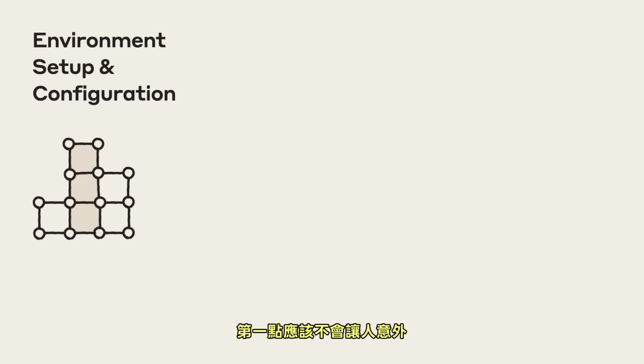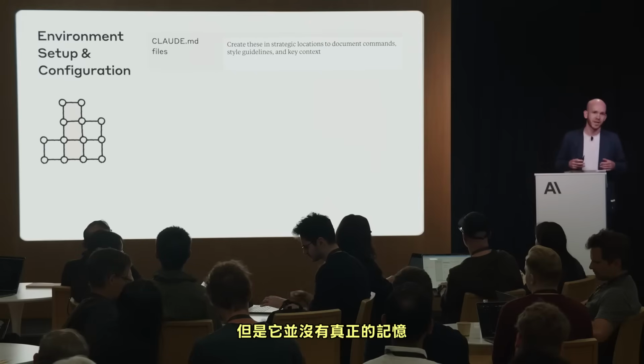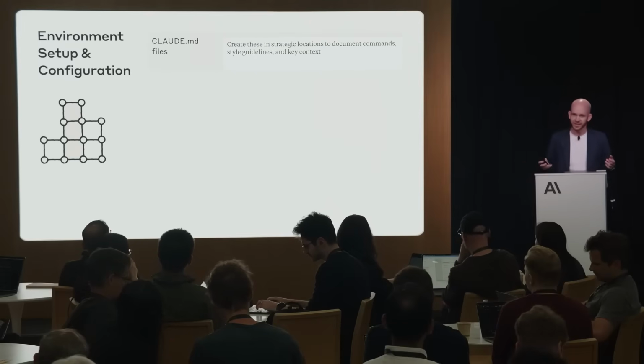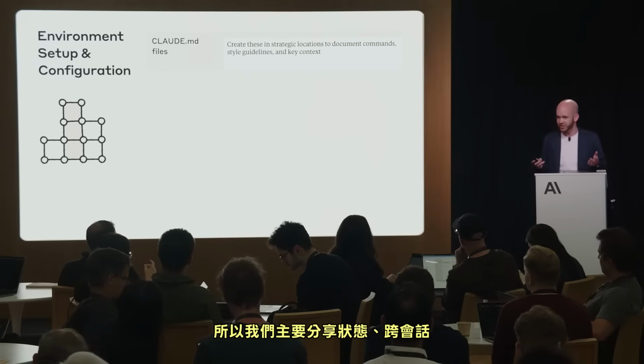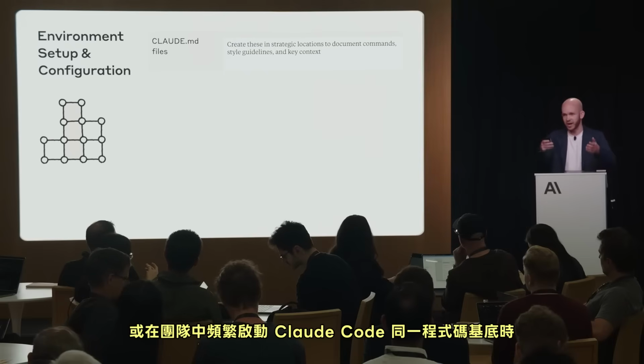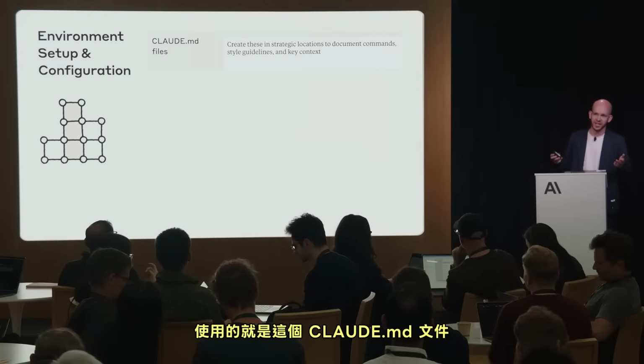Now, let's talk about best practices. The first one is not going to be a surprise: use Claude.md files. Remember that Claude Code is an agent, and it has some tools and some lightweight instructions in the prompt, but it doesn't really have memory. So the main way we share state across sessions, or across our team, when we fire up Claude Code in the same code base over and over again, is this Claude.md file.